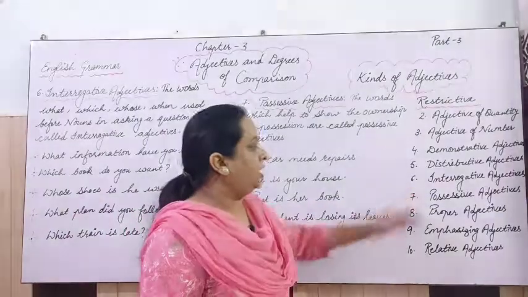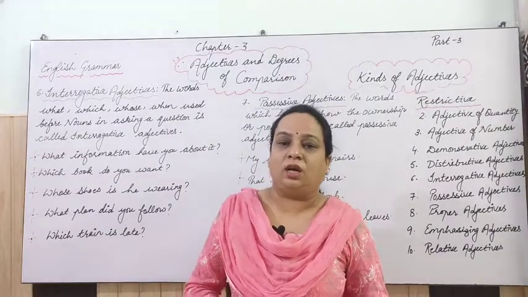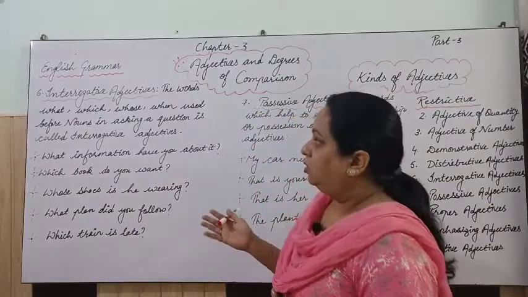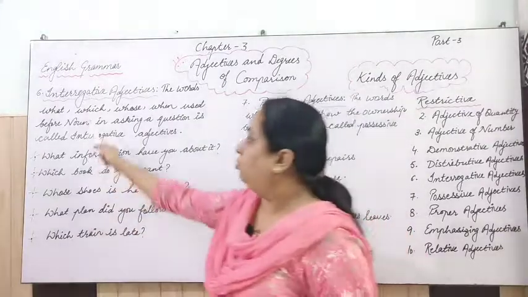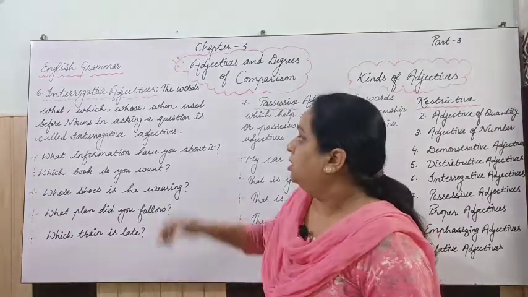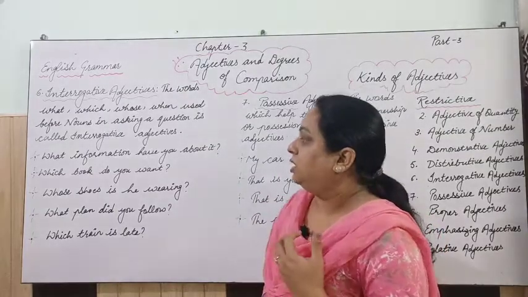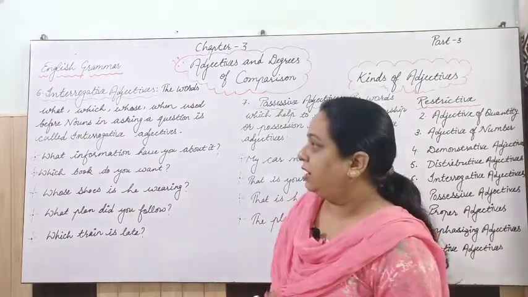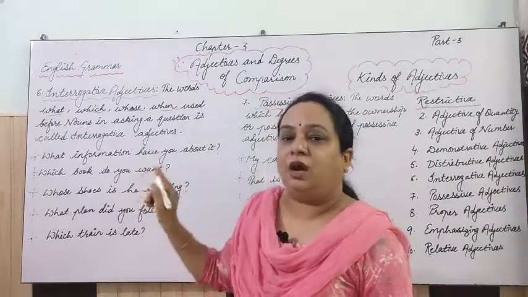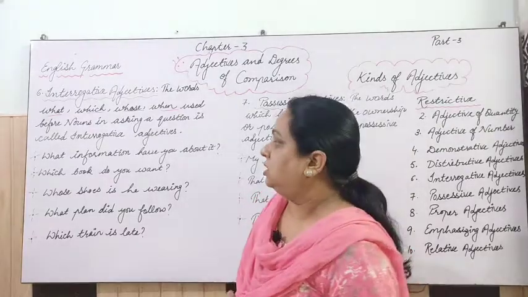Next we are talking about today interrogative adjectives. So let's see what are interrogative adjectives. When this word comes, interrogative, that means something related to questions. Interrogative adjectives are the words like what, which, whose, when. These 4 words you have to learn here, used before the noun in asking a question. So it is called interrogative adjective. After this word there should be a noun. These words will work as interrogative adjectives.